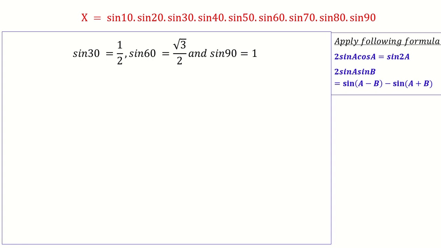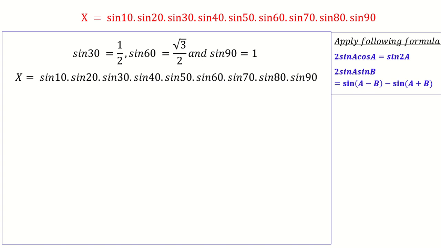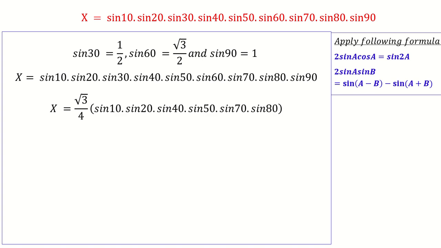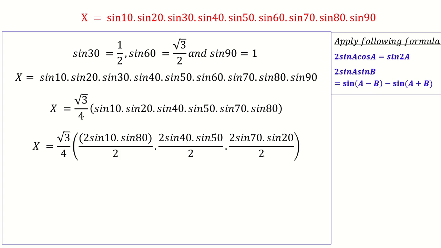So we know from the above the sin 30 value, sin 60 value and sin 90 value, which we can replace straightforwardly. So the 9 terms will become 6 terms. So x will become root 3 by 4 into sin 10, sin 20, sin 40, sin 50, sin 70, sin 80. Now group the sine terms whose angles sum to 90.